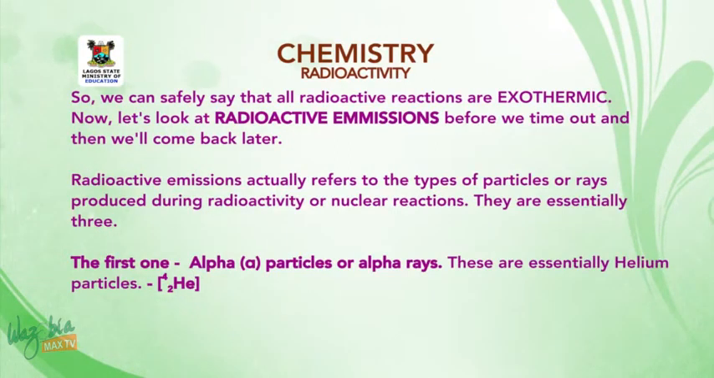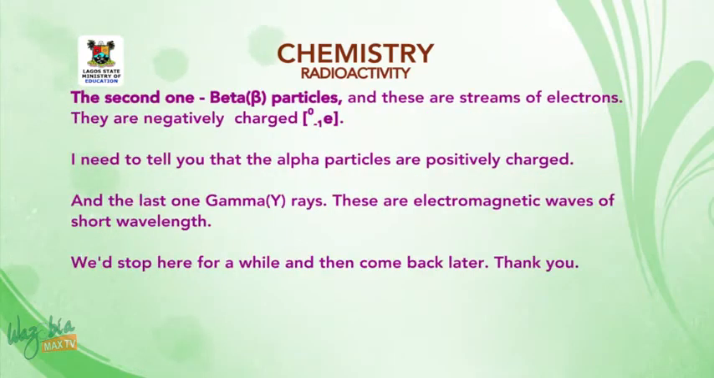Now let's look at radioactive emissions before we time out, and then we'll come back later. Radioactive emissions actually refers to the types of particles or rays produced during radioactive or nuclear reactions. There are essentially three. The first one, alpha particles or alpha rays. These are essentially helium particles. The second one, beta particles, and these are streams of electrons.